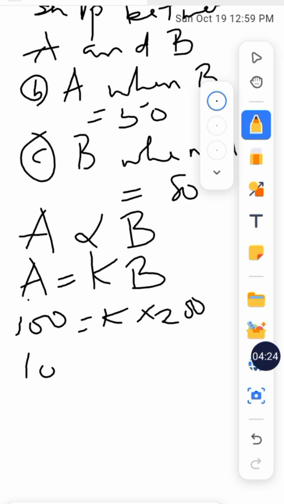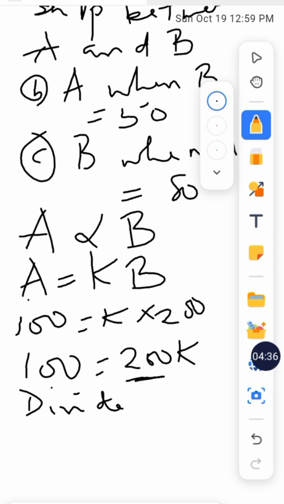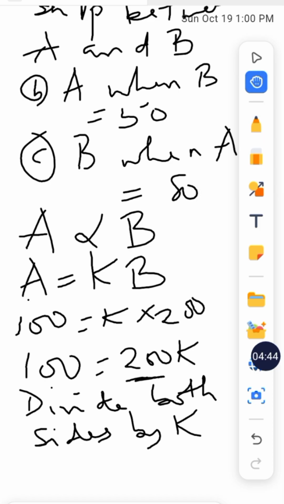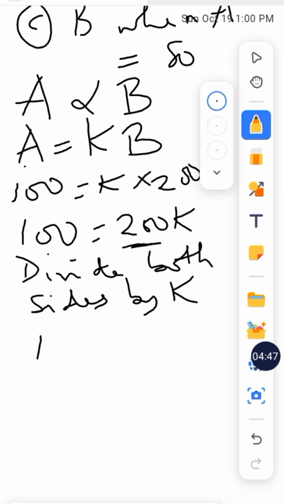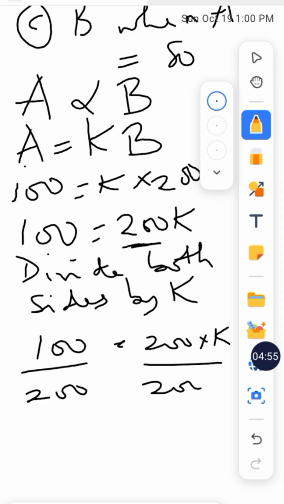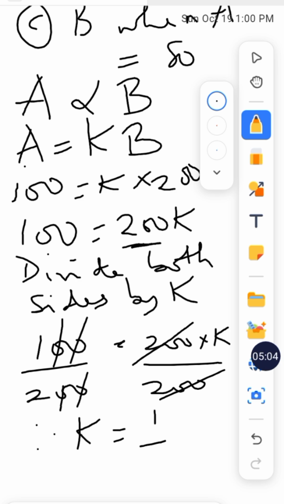And when we have this, that's 100 equals 200K. That is a simple equation. And this 200 is our coefficient of K. You divide both sides by the coefficient of K. Such that we now have 100 over 200 equals 200 times K over 200. So 200 cancels 200. 0 cancels 0. So therefore my K is 1 over 2.